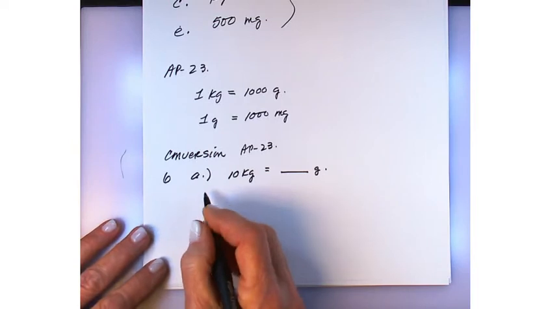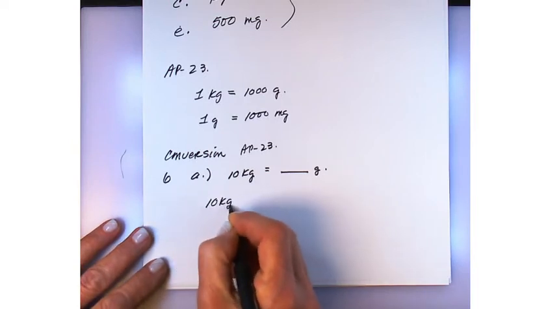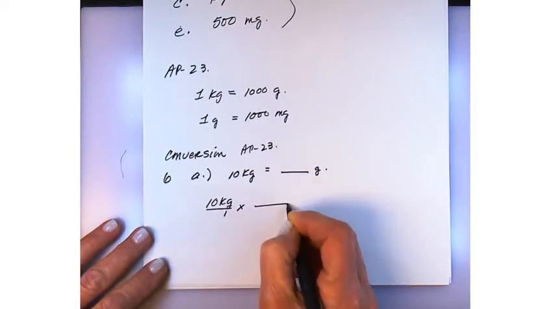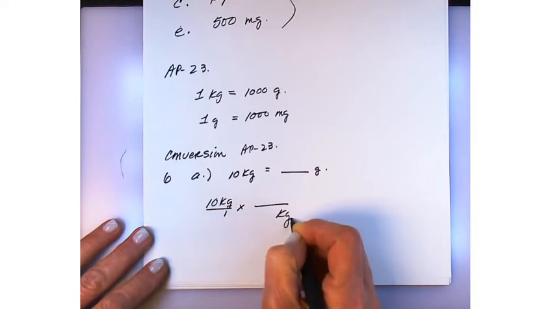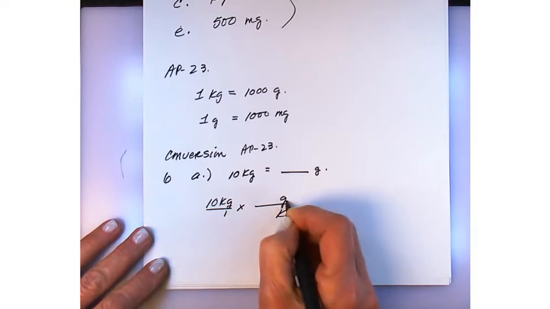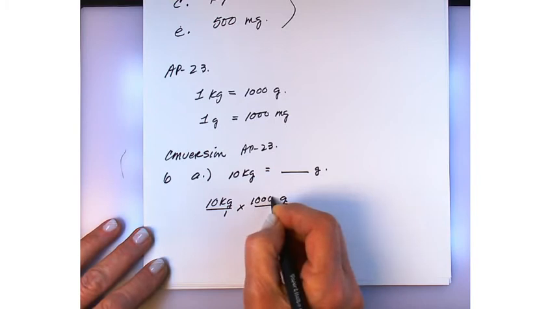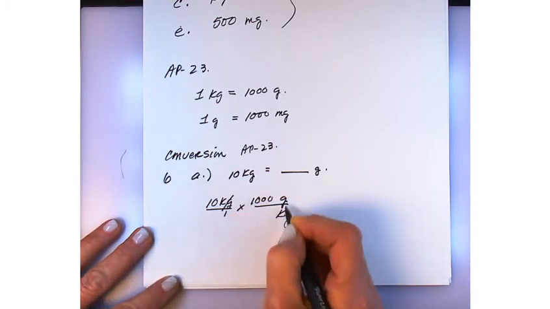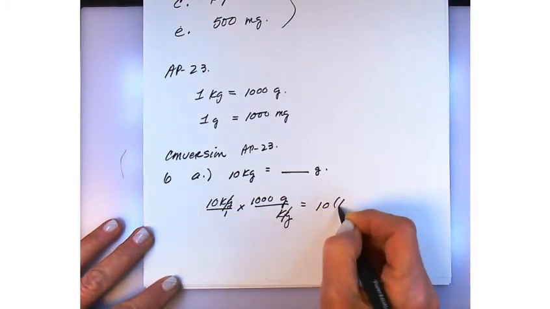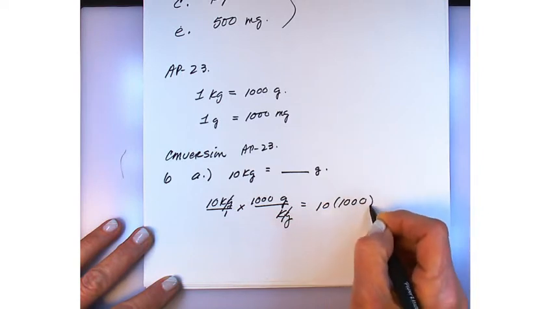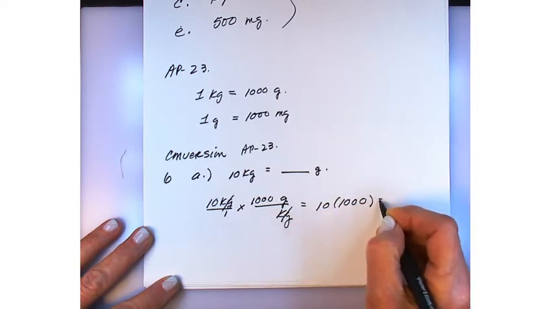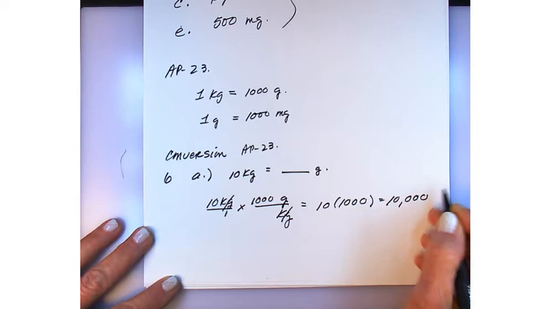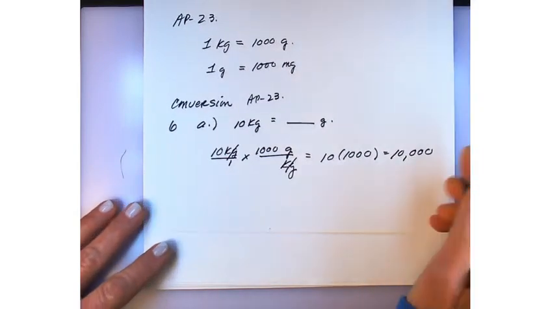Our conversion, are you tired of this? They all look the same. Out goes the kilograms, in come the grams. 1,000 grams per kilogram. So I have 10 times 1,000. That tells me to move my decimal point 1 place, and I have 10,000 grams.